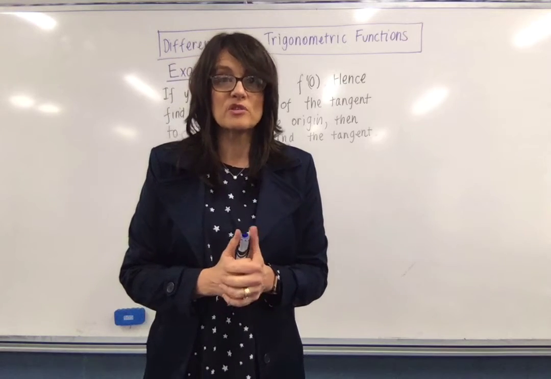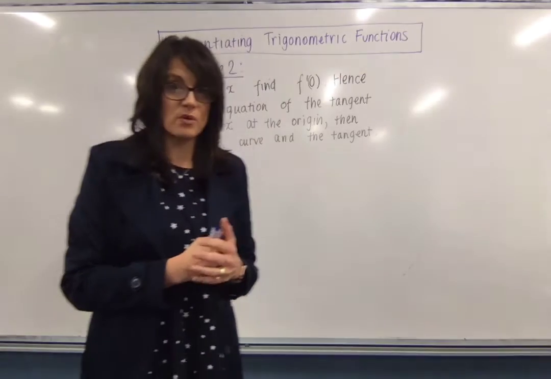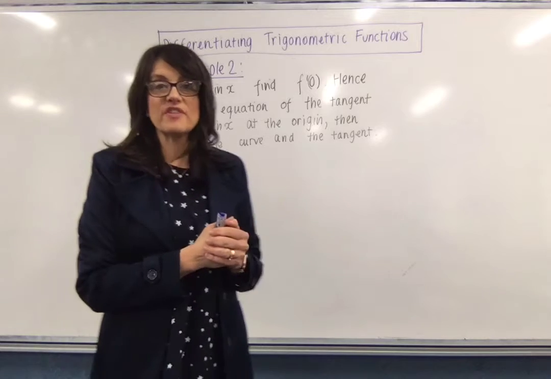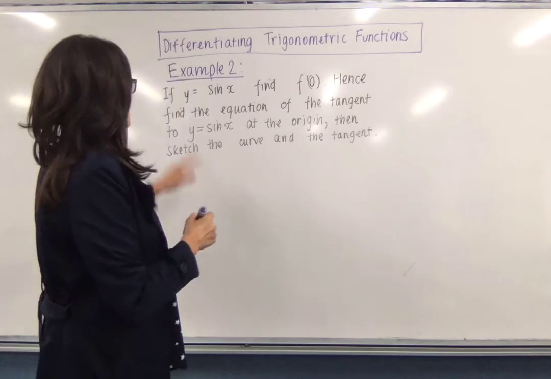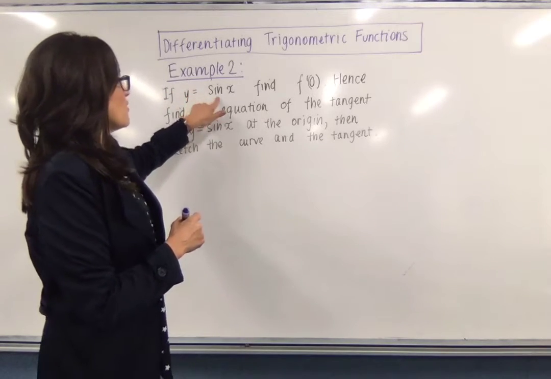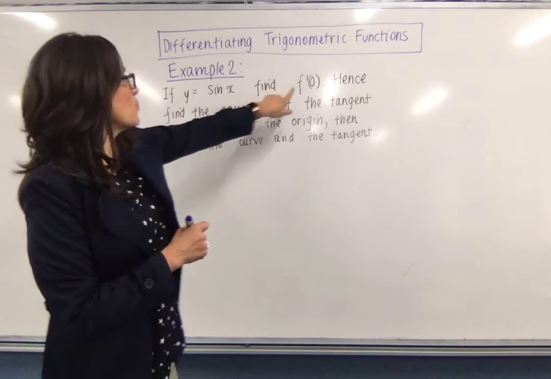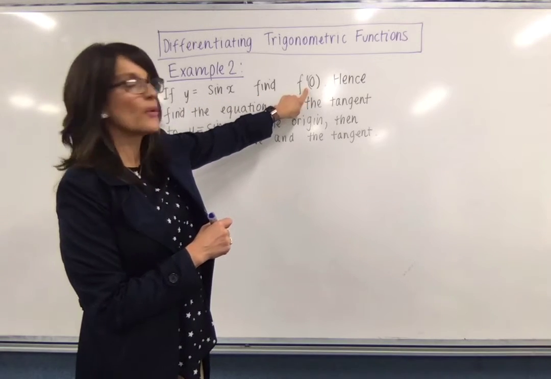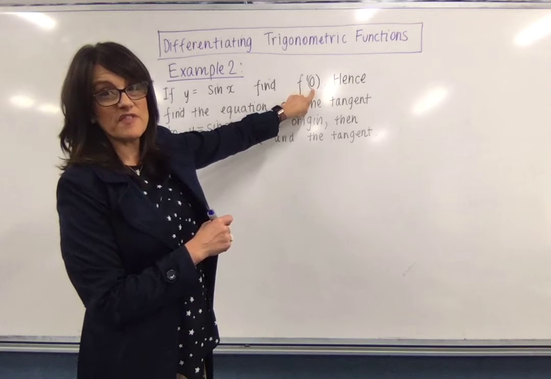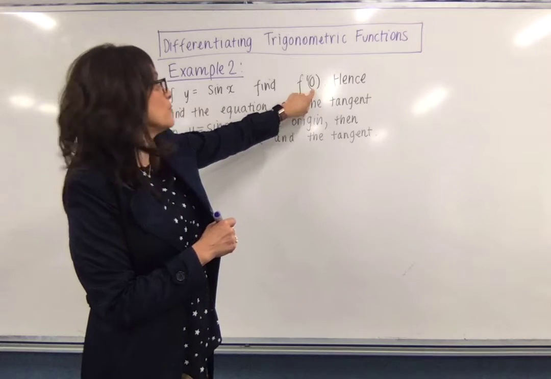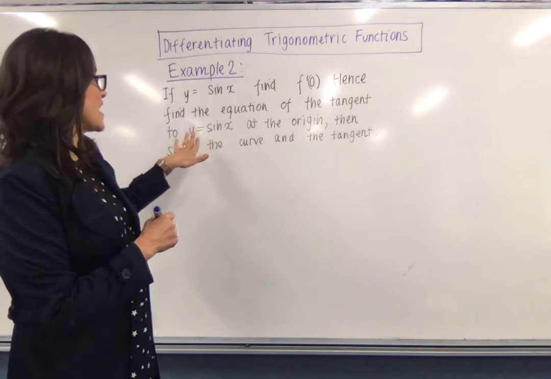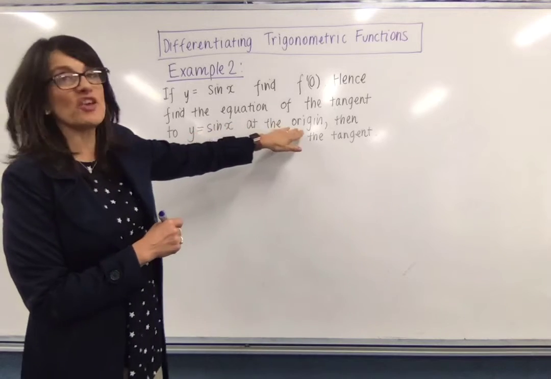Okay, so now we're going to look at the application of some of the results that we've got from our derivatives of trig functions. So we've got this question where if we've got y equals sine x, we want to find f dash of 0, so what the derivative is when x equals 0, and then hence find the equation of the tangent to y equals sine x at the origin.